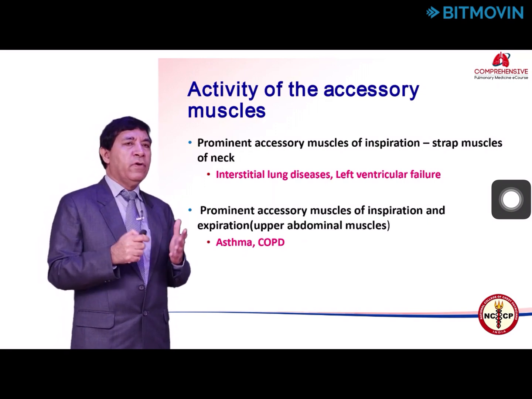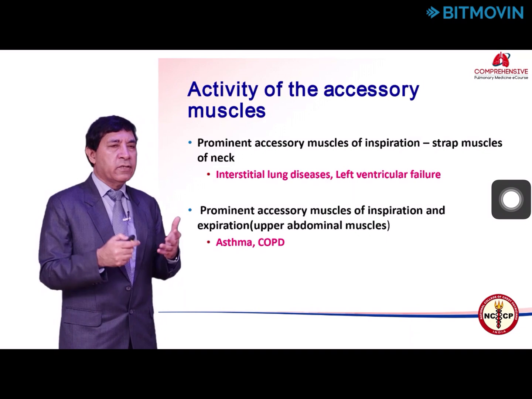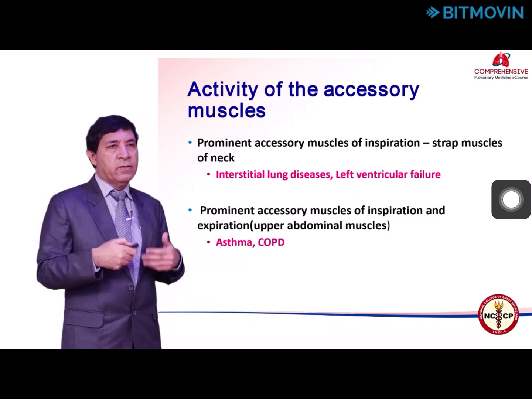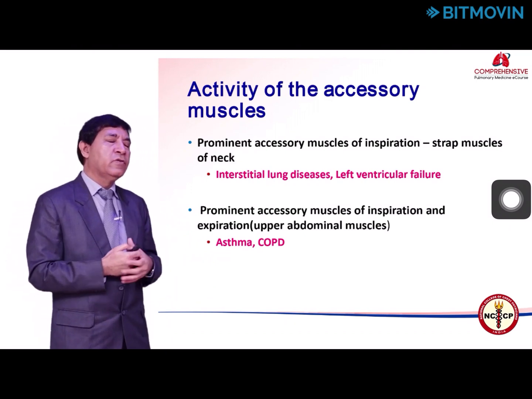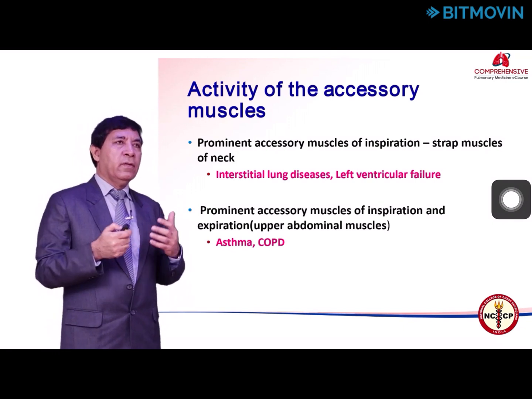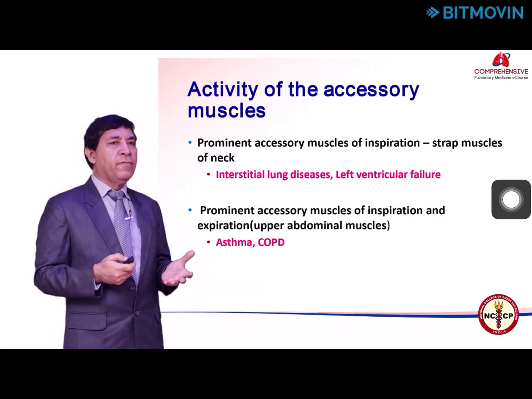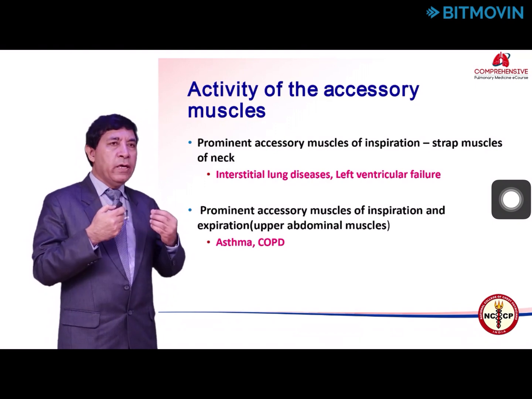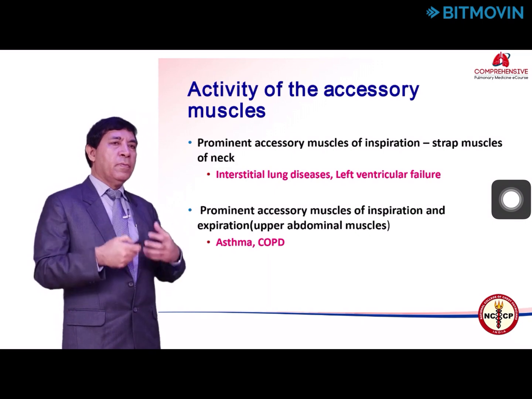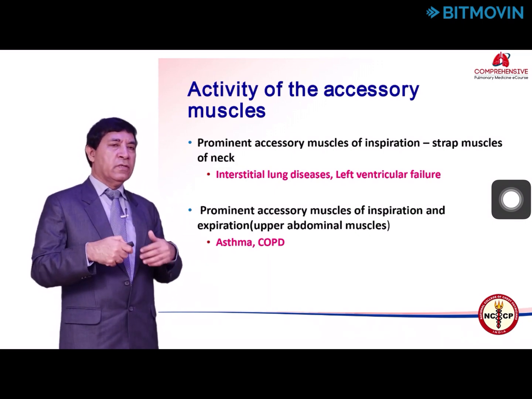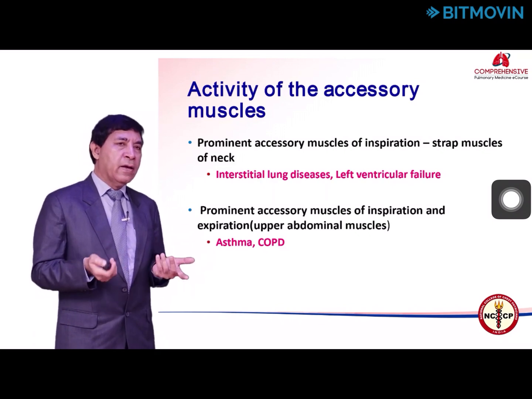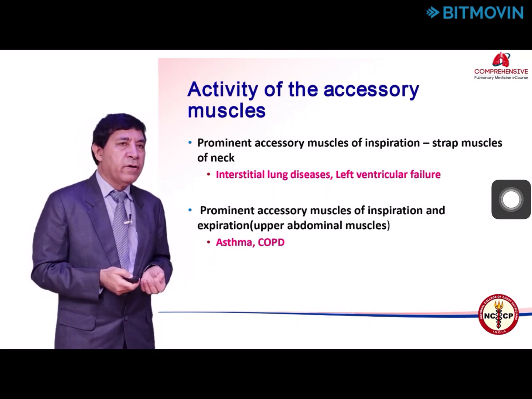You should also on inspection look for the activity of the accessory muscles. We all know that we have two types of accessory muscles, the accessory muscles of inspiration and the accessory muscles of expiration. The accessory muscles of inspiration are mainly the strap muscles of the neck, and they are active when the lung compliance is significantly reduced. So if you see only a significant activity of the inspiratory muscles, then this patient probably has a disease which has significantly decreased the compliance of the lung, such as diffuse parenchymal lung diseases or left ventricular failure.